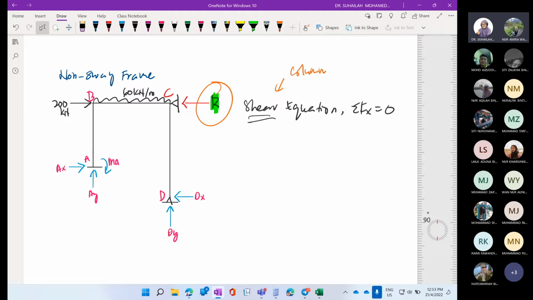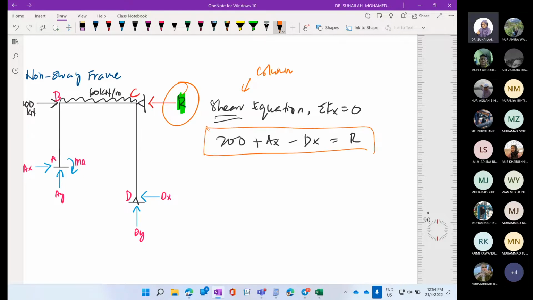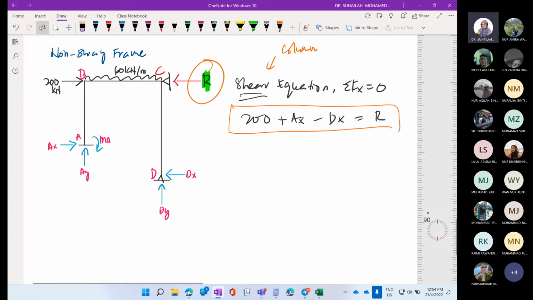It is 200 plus AX minus DX equals R. Okay, so this is the R equation. Under this equation, we have two more unknowns: AX and DX. So how do we calculate AX and DX?